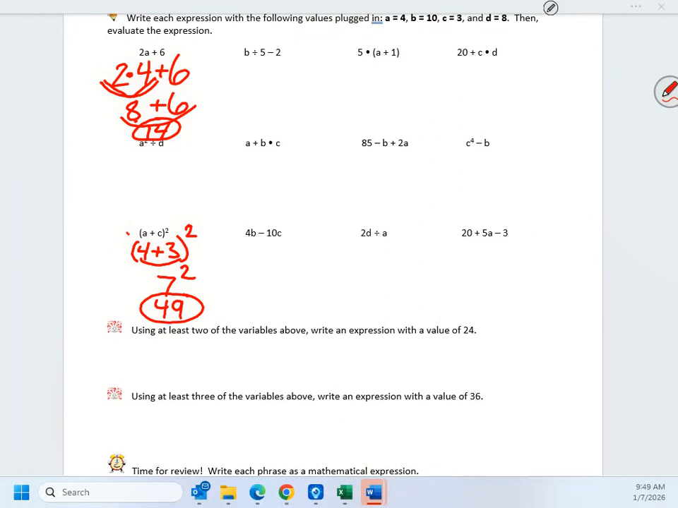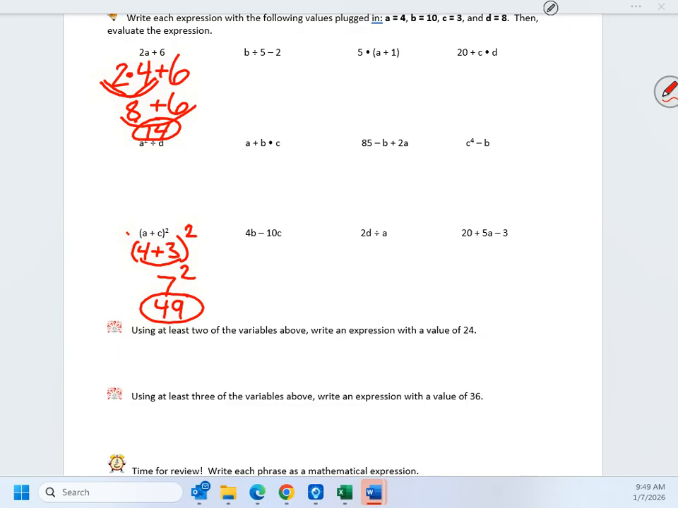On the bottom, we have some questions to answer. Our first one says, using at least 2 of the variables above, with that A, B, C, and D, write an expression with the value of 24. So it's an expression. Are we going to put equals 24? No. But we know that's what it does need to equal. But because it's an expression, we don't put in the equal sign. All right? Expressions have no equal sign. But we know that our expression needs to equal 24.